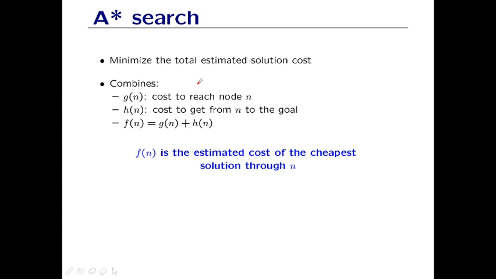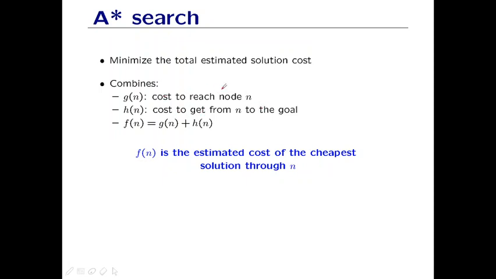The next is A* search. This is also very important and very easy to understand. What does A* search do? It minimizes the total estimated solution cost. That means it combines 2 things: g(n) and h(n). What is g(n)? It's the cost to reach node n. And h(n) is the cost to get from n to the goal.